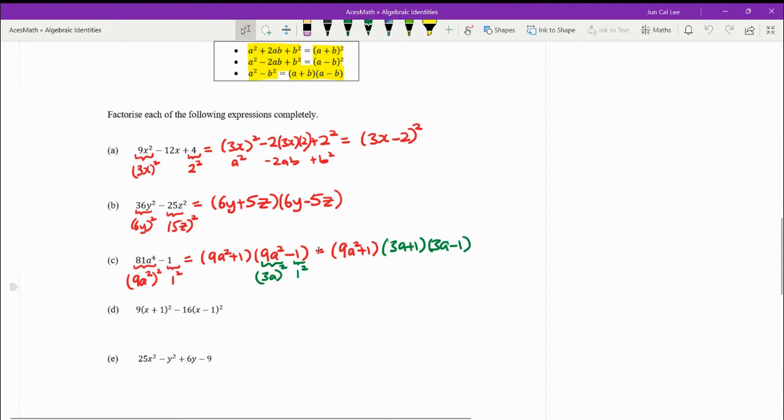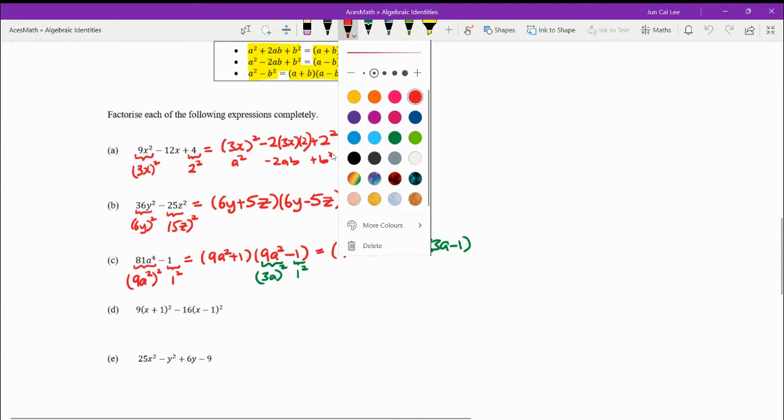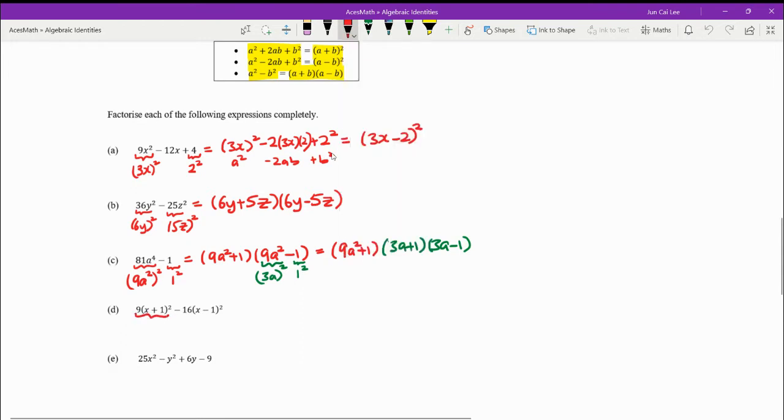Okay, part D looks a bit complicated, but again, this is still a difference between two squares. So 9x plus 1 squared, before you even expand out everything, you realize that this can be written as 3x plus 1, the entire thing squared. Whereas 16x minus 1 squared can be written as 4 times x minus 1, whole thing squared. So again, we are in our favorite difference between two squares over here.